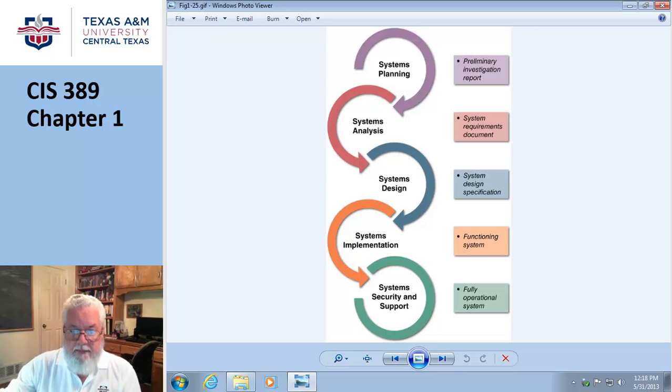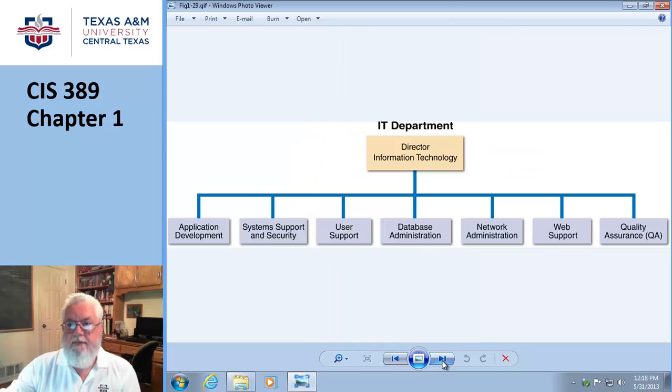Okay, next on page 27, they have this cool figure talking about how systems analysts fit into a big organizational structure. So this is a mythical IT structure that might be the way they're organized. And so we're going to go through each one of these little boxes to basically talk about them. So application development. This is where the systems are developed by the team. And the users, managers, IT staff, everyone gets involved.